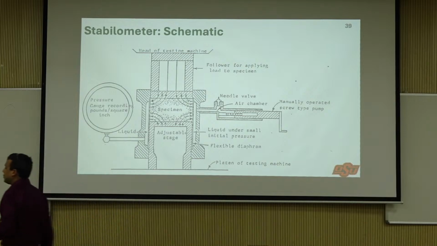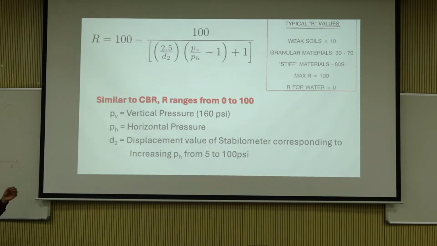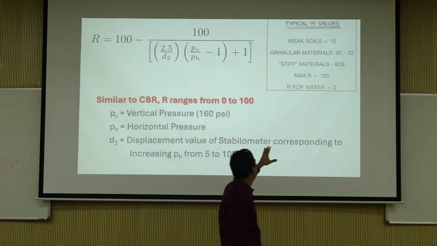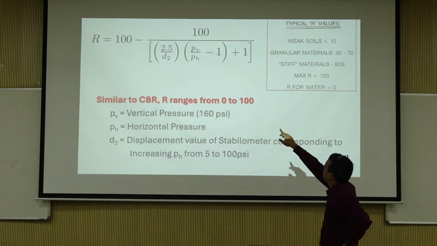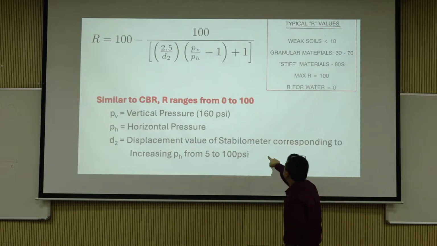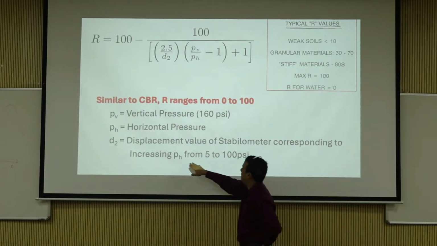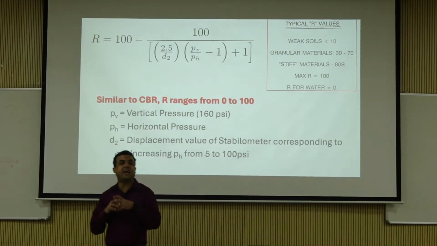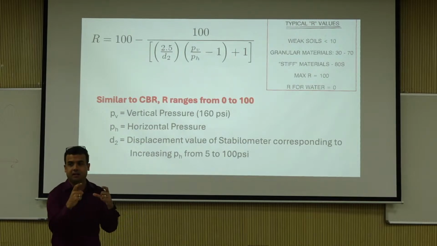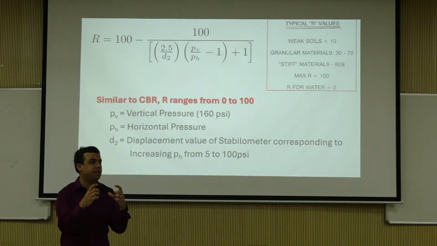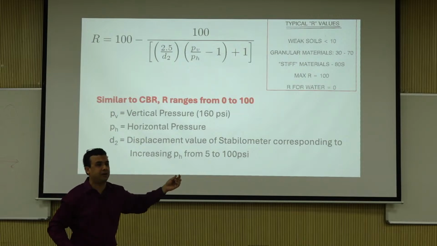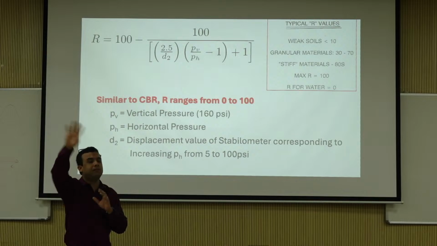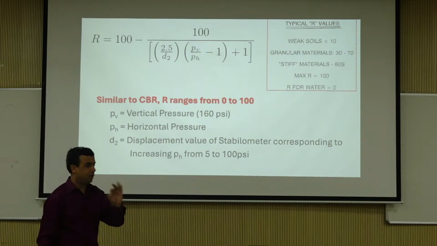So if you want to calculate the R value, this is the equation. Okay, and what do you see here? Take a look at it. So think about it this way, folks. D2 is the displacement of the stabilometer corresponding from increasing horizontal pressure from 5 to 100 psi, right? So if it's a completely rigid material, to increase the pressure from 5 to 100, how much will be the displacement? Theoretically, fully rigid. So what is the displacement? 0. So D2 is 0.